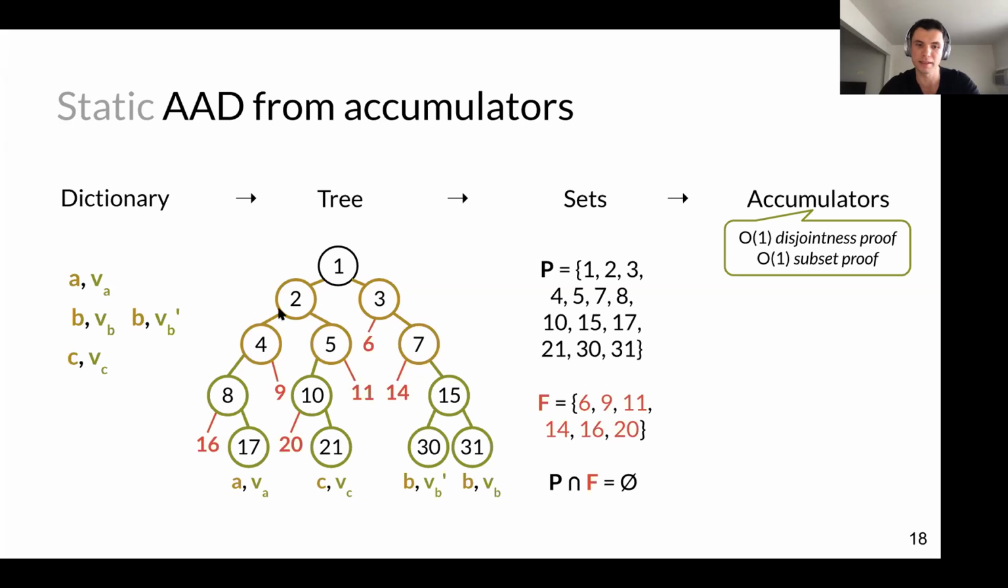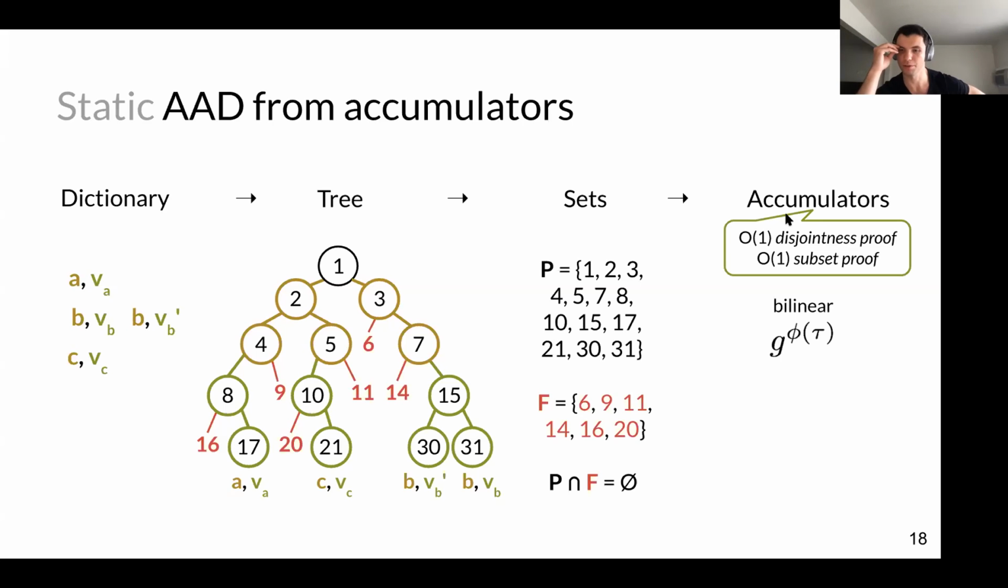And same for completeness. If I want to convince you that when you've done a lookup proof for key C, VC is the only value of that key, then I need to convince you that 11 and 20 are a subset of the frontier. And I can do that using the disjointness proofs of the accumulators.